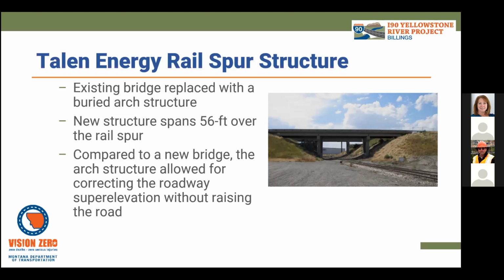So from the driver's perspective, you probably aren't going to notice any difference. It's just going to look like the roadway is kind of perpetuated over the railroad tracks. You probably won't even notice that a structure is there. But by using that precast arch, we're able to correct the roadway super elevation without having to raise the roadway grade in that region.